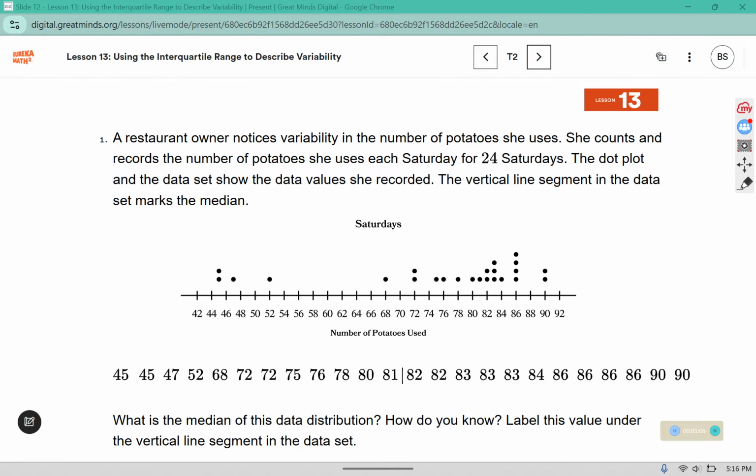A restaurant owner notices variability in the number of potatoes she uses. She counts and records the number of potatoes she uses each Saturday for 24 Saturdays. The dot plot and the data set show the data values she recorded. The vertical line segment in the data set marks the median. What is the median of this data distribution? How do you know? Label this value under the vertical line segment in the data set. Well, between 81 and 82 is 81.5.